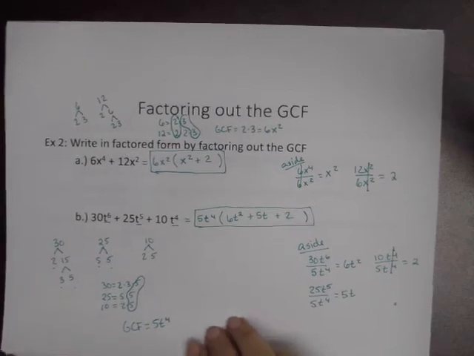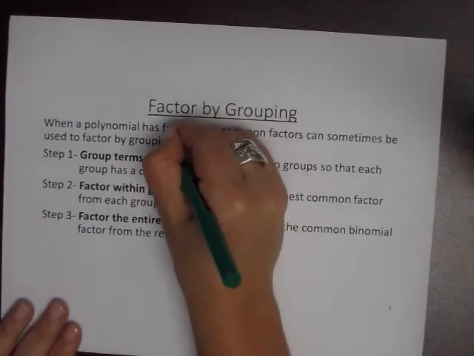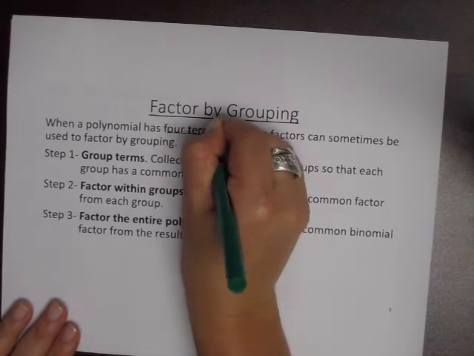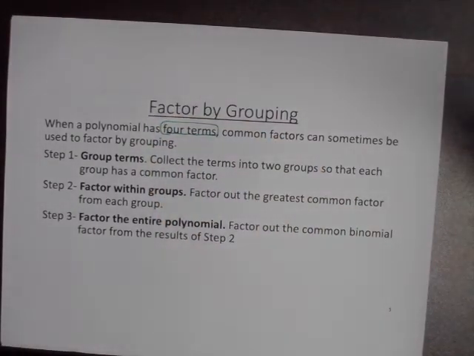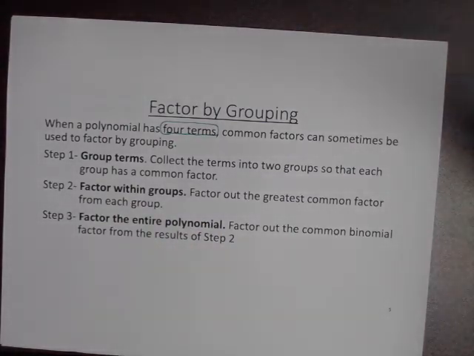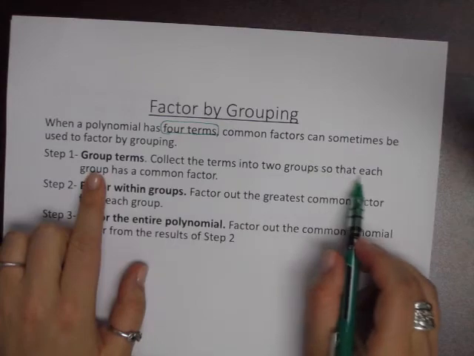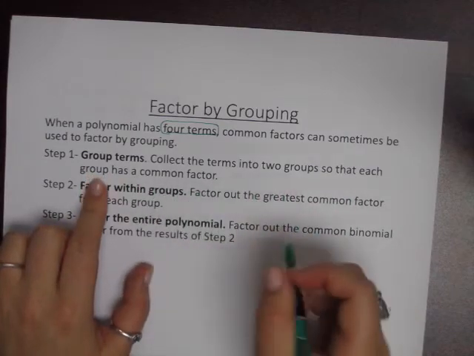Now the next step of the factoring is factoring by grouping. This is my favorite because you can kind of check yourself as you're going. So when a polynomial has 4 terms, common factors can sometimes be used to factor by grouping. So whenever you see 4 terms, you want to think factor by grouping. So the first step that you do is you group the terms, collect the terms into 2 groups so that the groups have a common factor.